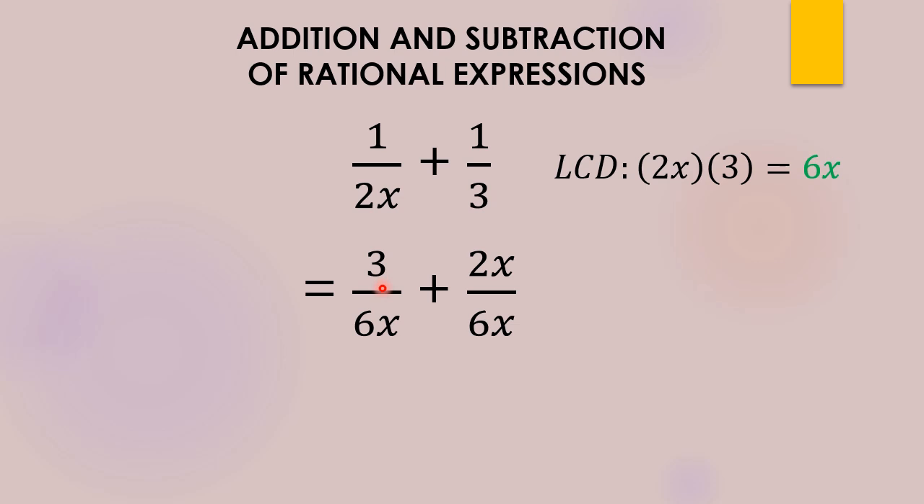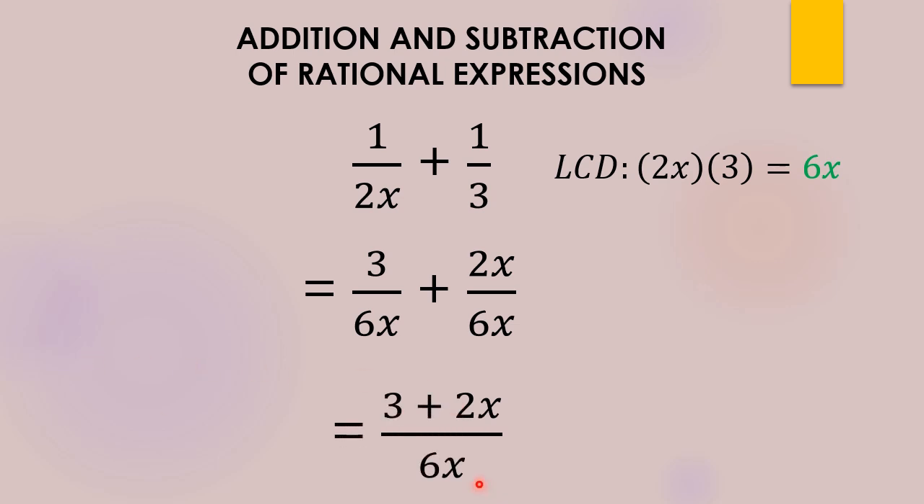So we have 3 over 6x. And then 6x divided by 3 is 2x. 6x divided by 3, 2x times 1 will give us 2x. So that's why the next fraction here is 2x over 6x. And then as you can see, both rational expressions already have the same denominators. We can now follow the steps in adding and subtracting similar fractions.